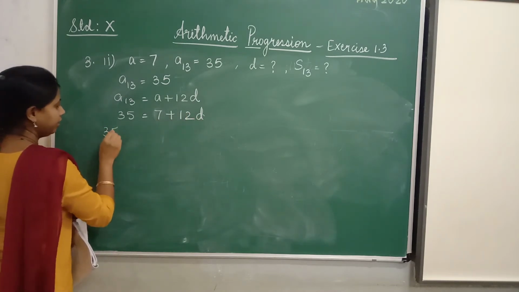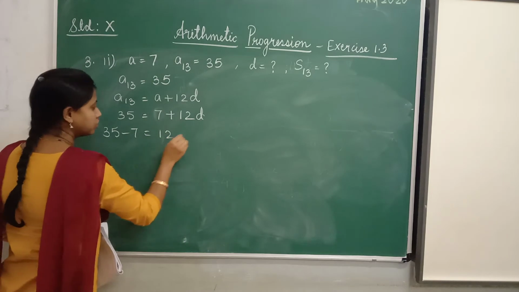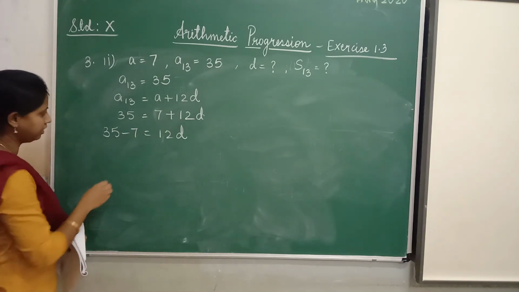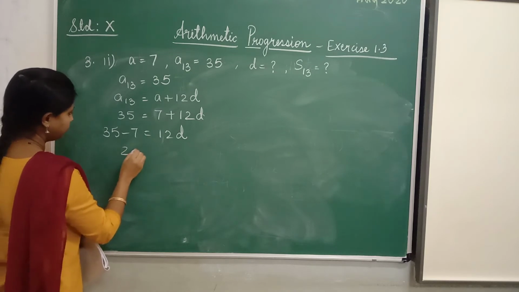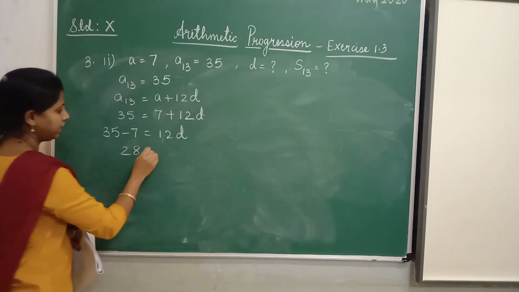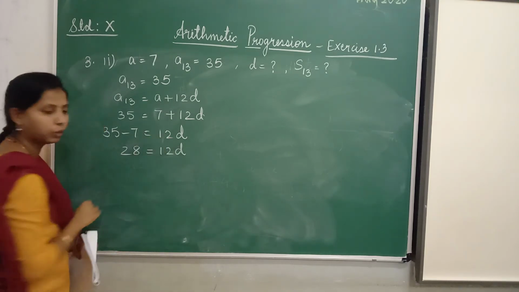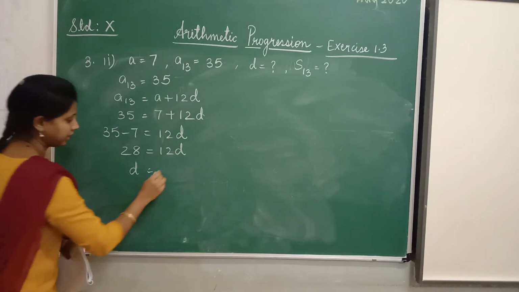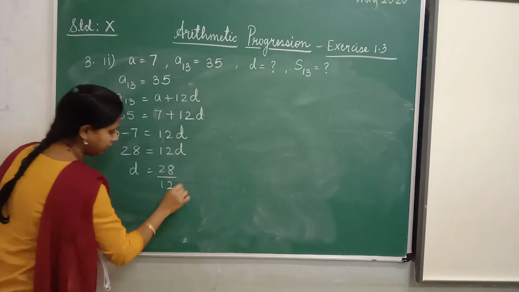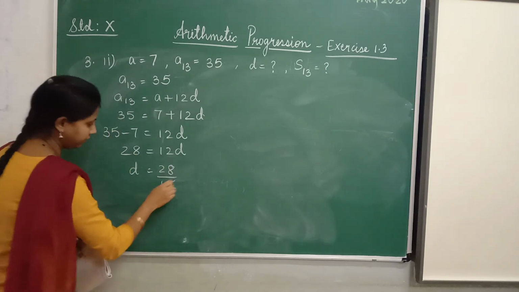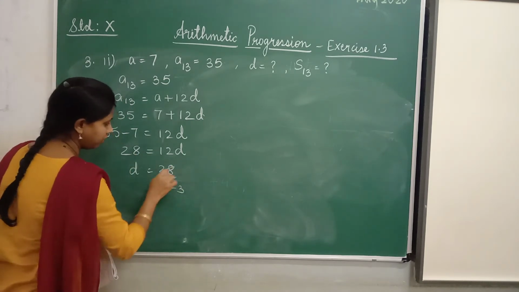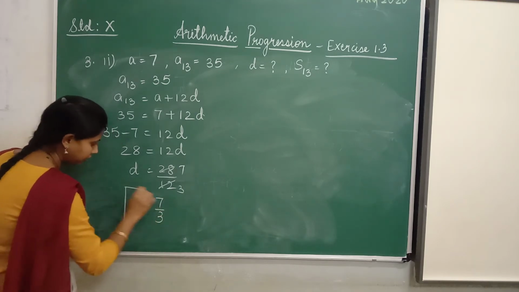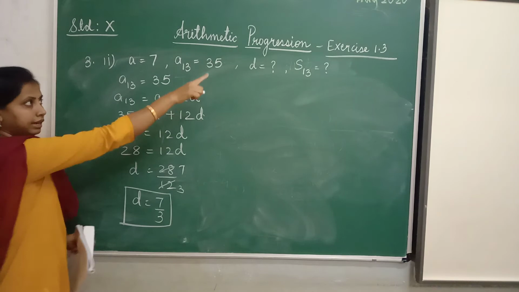So 35 minus 7 is equals to 12d. Okay children, so 35 minus 7 gives you 28. 28 is equals to 12d. So d will be equals to 28 divided by 12, 12 taken on the other side. If you simplify this, 4 threes are 12, 4 sevens are 28. So d is equals to 7 by 3. Okay. So we have got d.